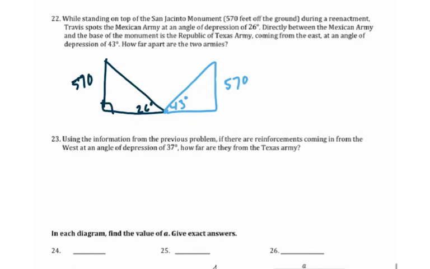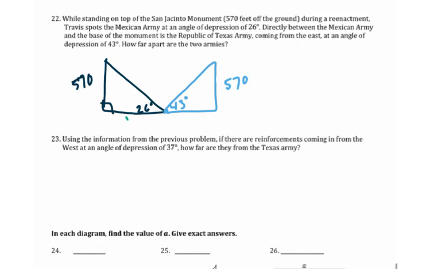Okay, so back to 22. So what I have here is that we are 570 feet off the ground with an angle of depression of 26 degrees. It says it sees a Mexican army from an angle of depression of 43 degrees, and it would be the same height from this tower. So the question is, how far apart are the two armies?